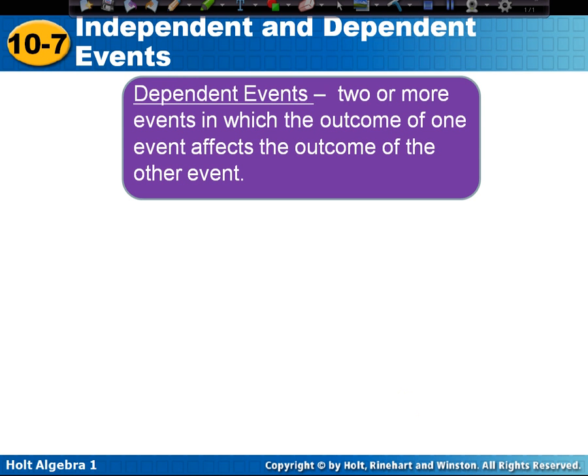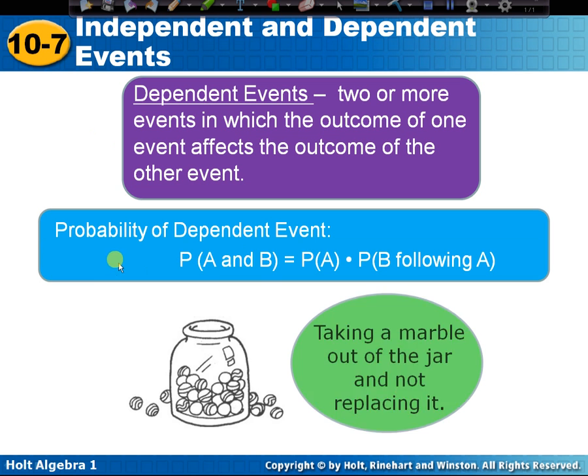So dependent events are 2 or more events in which the outcome of one event affects the outcome of the other event. You do not have to write what's in the purple box. You do need to write down what's in this blue box. The probability of dependent events is the probability of A and B is equal to the probability of A times the probability of B following A. Meaning that the second time we're going to assume that A happened and we're going to find the probability of what's left. And again, it says right here, taking a marble out of the jar and not replacing it is an example of a dependent event. So again, all you have to write down here is what's in the blue box.